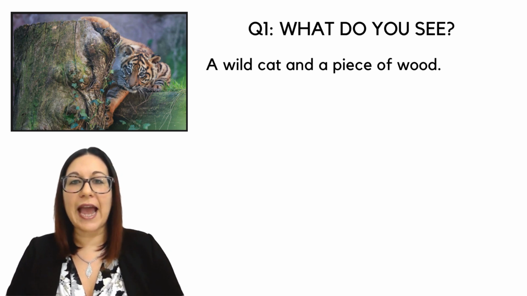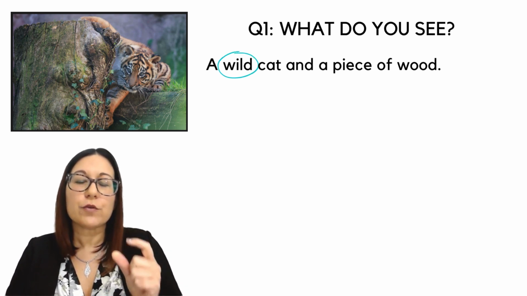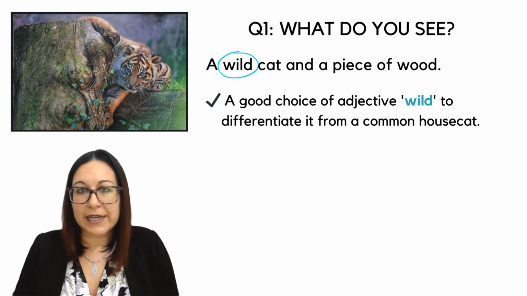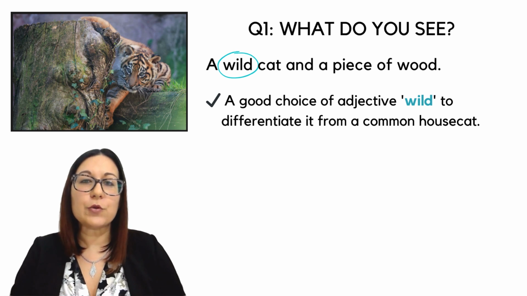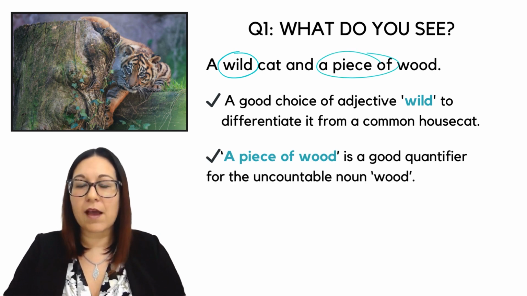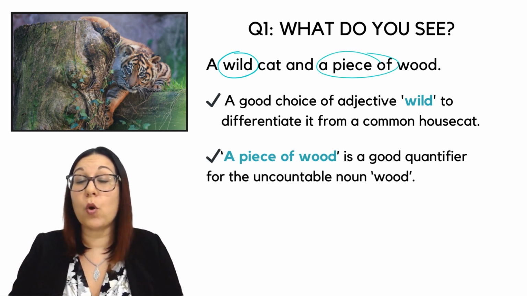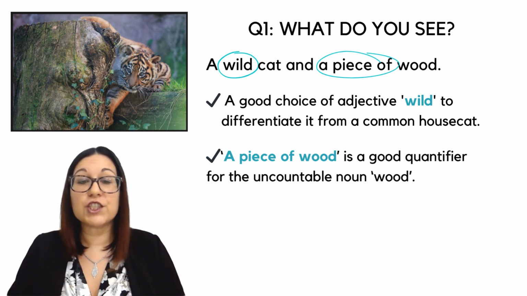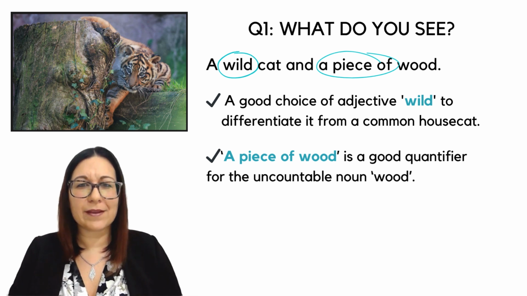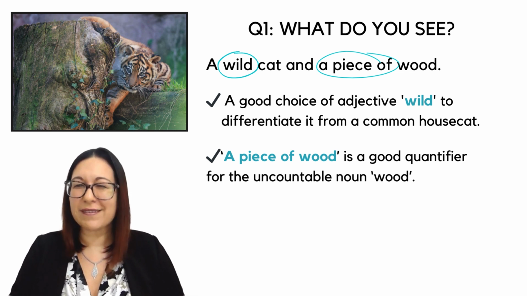A wild cat. So this is a good use of wild to differentiate it from a common house cat. Great. And we've also got a piece of wood. That's a good quantifier for the uncountable noun wood. So it might look like a very basic sentence, but there's actually stuff I like in this.